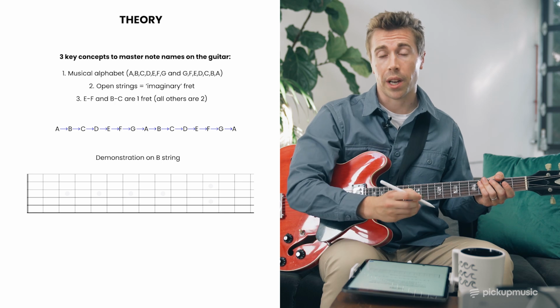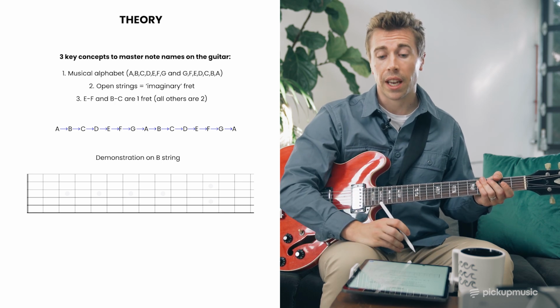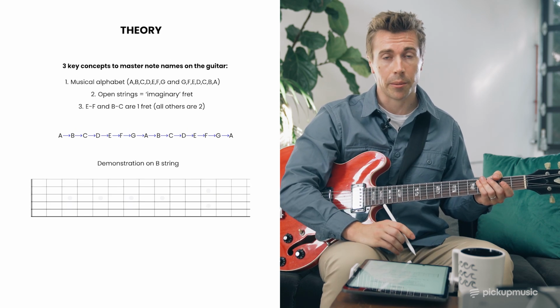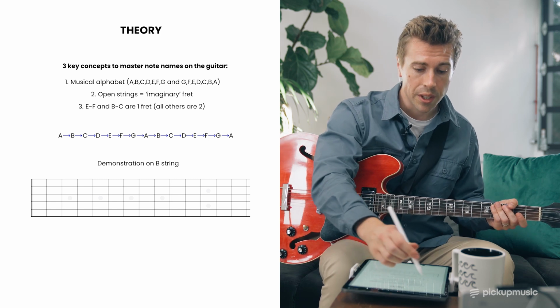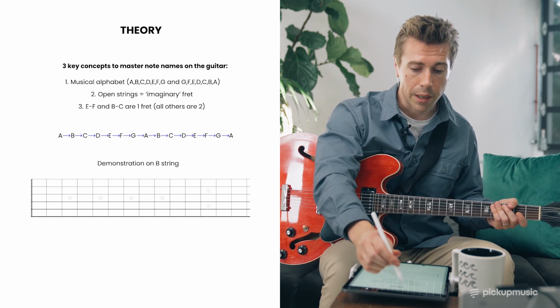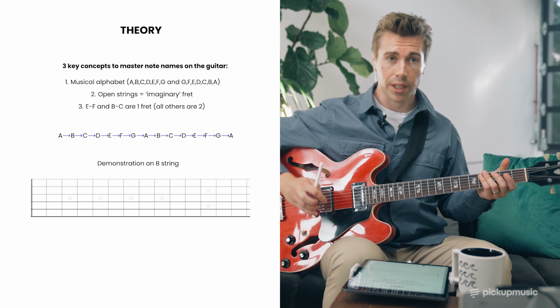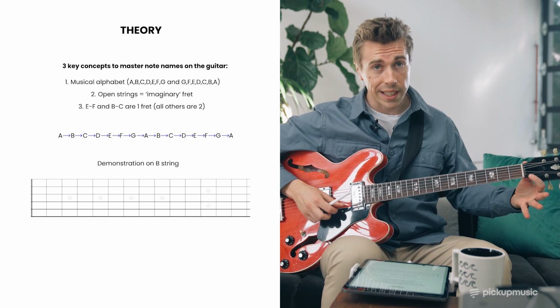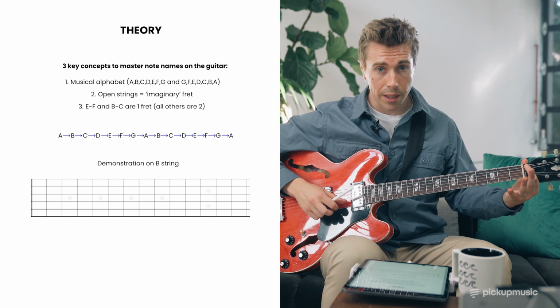Number 1, the musical alphabet, A, B, C, D, E, F, G, and G, F, E, D, C, B, A. You have to be able to say it up and back. Number 2, your open strings are like an imaginary fret on your guitar. So 3, 2, 1, 0. You have to imagine that being a fret.